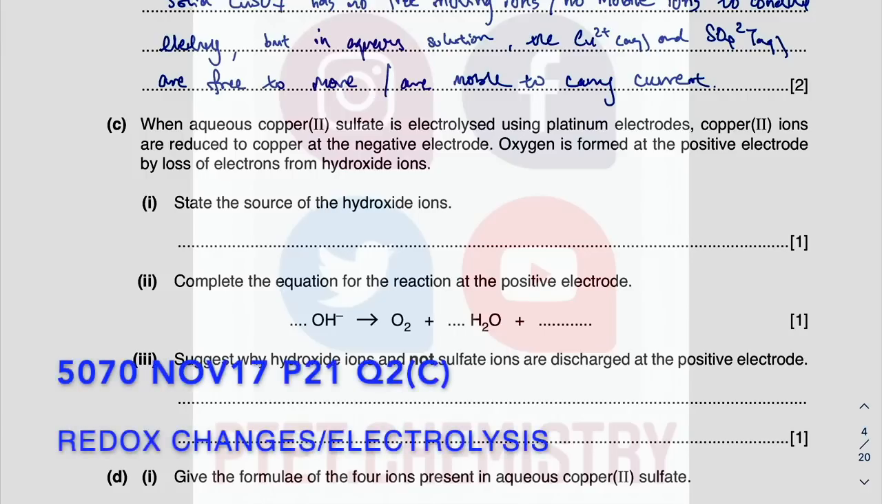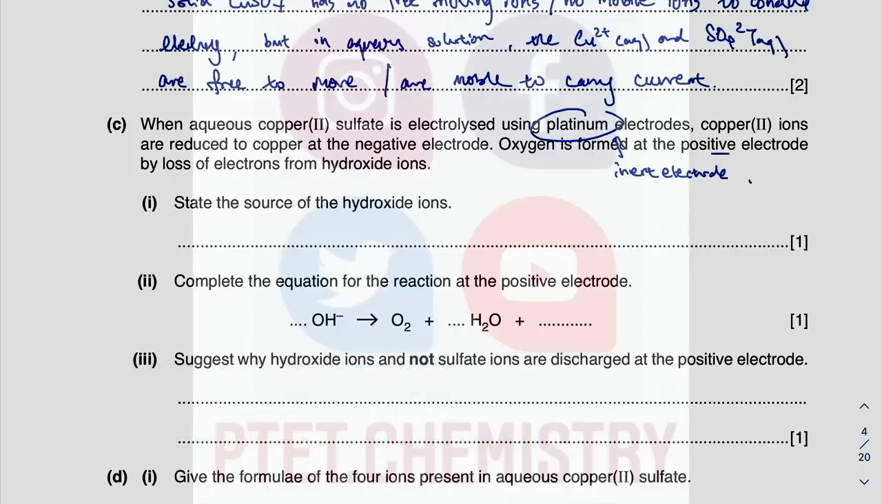So next is about electrolysis. Platinum is an inert electrode, so it's not supposed to react at all with any of your products. They say that oxygen is formed at the positive electrode. The positive electrode attracts anions, because anions are negatively charged. That's why anions are attracted to the positive electrode. Therefore, the positive electrode is also known as the anode.